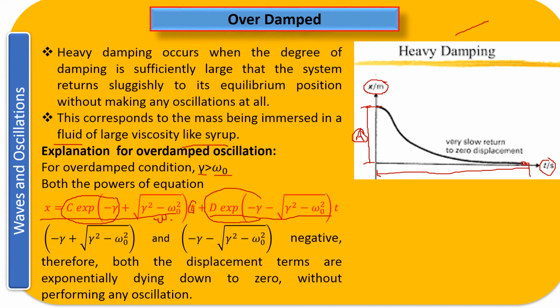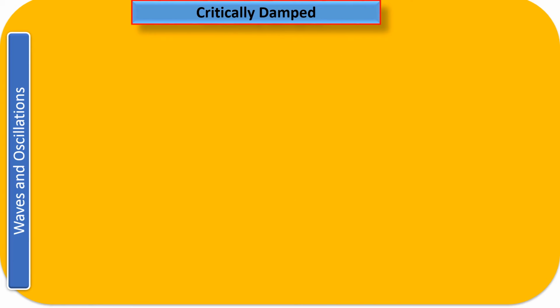So here both the terms are negative, so both the displacement terms are exponentially dying down to zero without performing any oscillations. Therefore once it comes back to the zeroth position, it is never going to return back, and this type of oscillation will be called overdamped oscillations. Now we are moving to critically damped oscillations, where we are going to deal with some of the engineering applications. Let us see carefully.